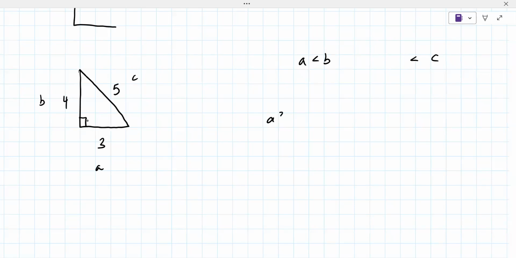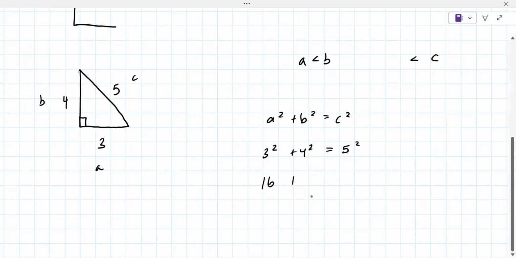So the question is, is this true? Is A squared plus B squared equal C squared? Is 3 squared plus 4 squared equal to 5 squared? And that's where I said you might need a calculator. It won't offend me or bother me if you use one today. I just would like to make sure that you can do these calculations. So don't they both equal 25? They do. 9 plus 16 equals 25. 25 equals 25. Like that.